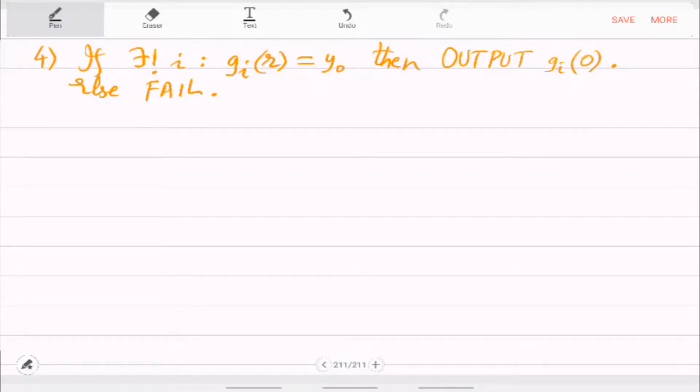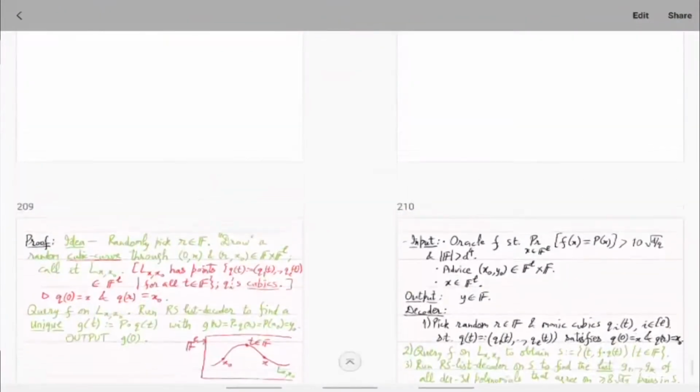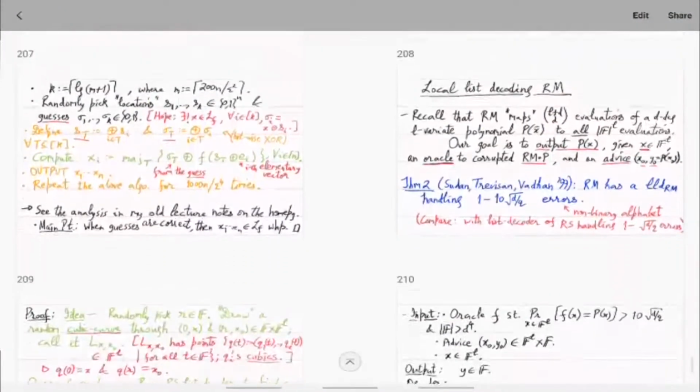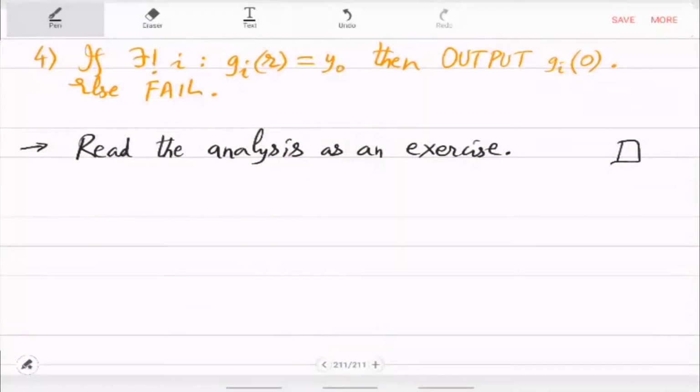Okay, so the analysis I am again skipping, so read the analysis if you want. Okay, so that is essentially the local list decoder for Reed-Muller, drawing a random cubic curve and then doing Reed-Solomon list decoding. Finally, we combine the two.